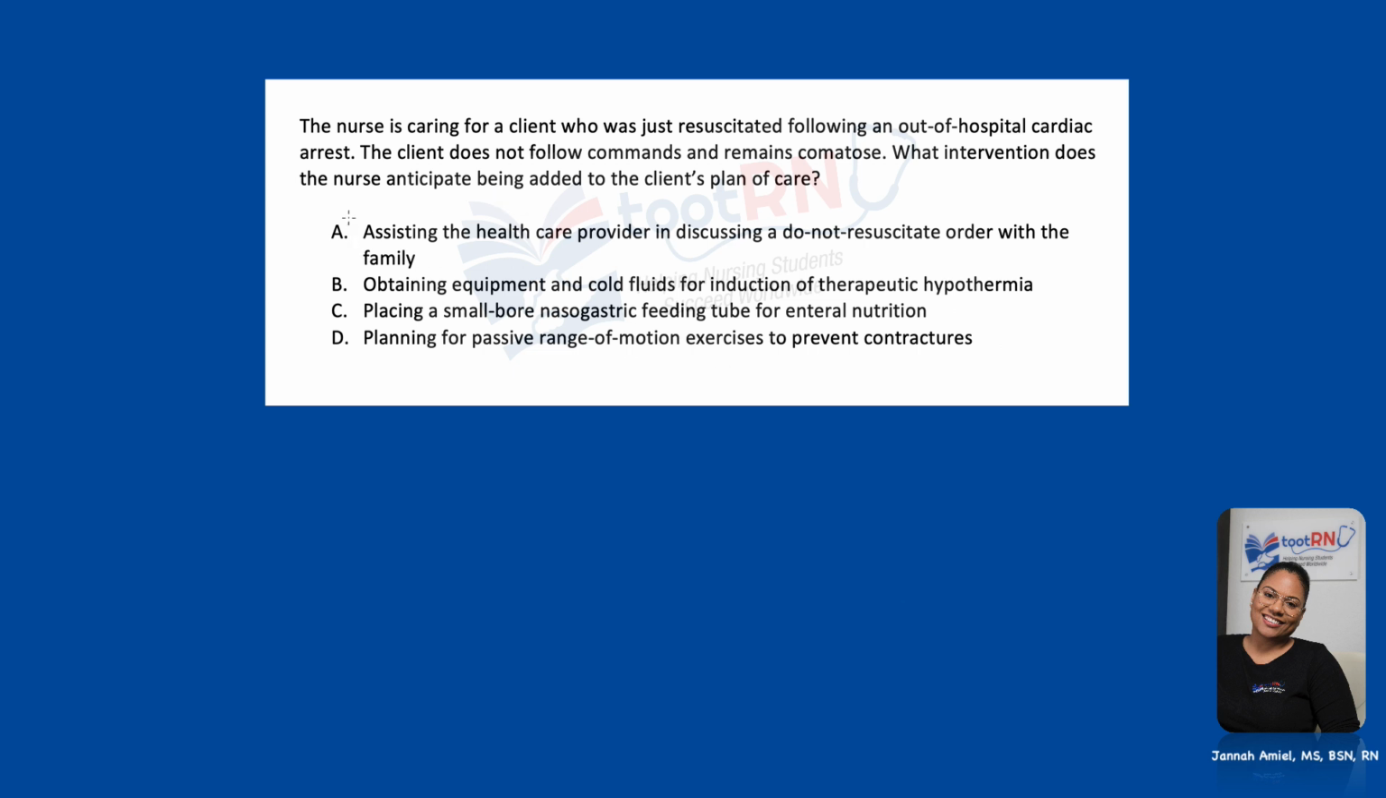So let's read it. It says, the nurse is caring for a client who was just resuscitated following an out-of-hospital cardiac arrest. The client does not follow commands and remains comatose. What intervention does the nurse anticipate being added to the client's plan of care? A, assisting the healthcare provider in discussing a do not resuscitate order with the family. B, obtaining equipment and cold fluids for induction of therapeutic hypothermia. C, placing a small bore nasogastric feeding tube for enteral nutrition. And D, planning for passive range of motion exercises to prevent contractures.